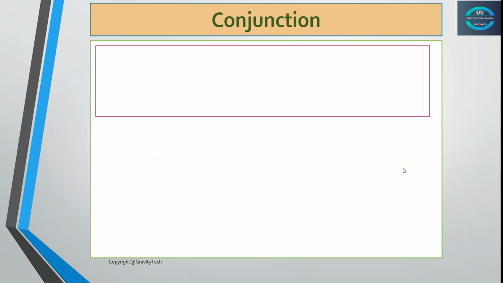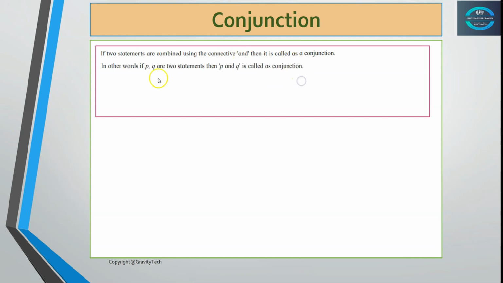What is conjunction? Now let's look at conjunction in a little more detail. Conjunction means and. You are given two statements, not sentences, two statements, right? You join those statements using the and. If two statements are combined using the connective and, it is called a conjunction. In other words, let's say P and Q are the two statements. Let's say P is Mumbai is the capital of Maharashtra, and Q is Delhi is the capital of India.